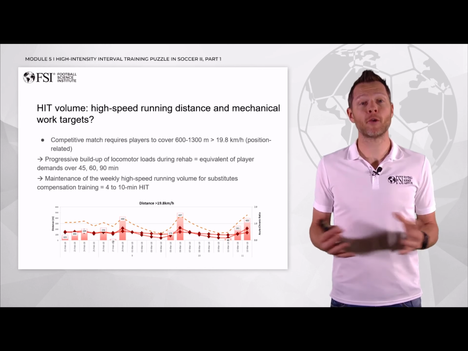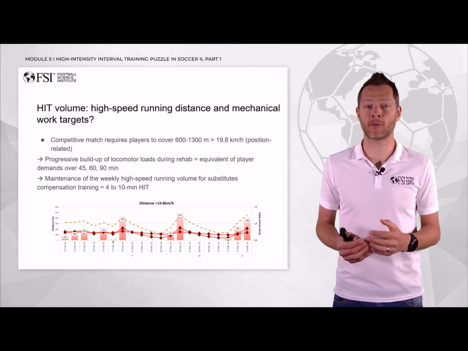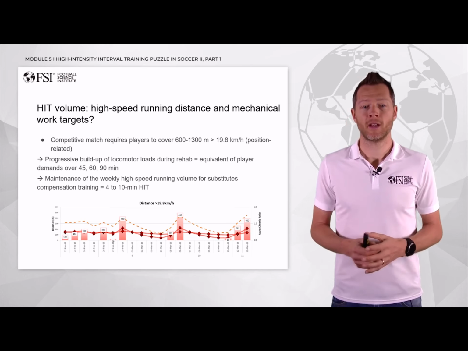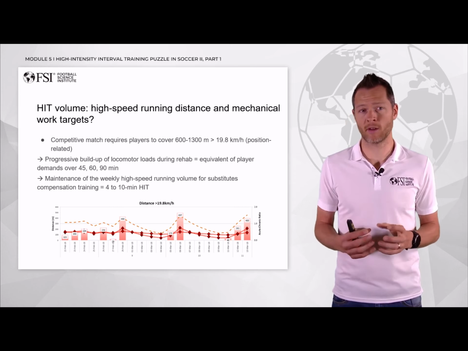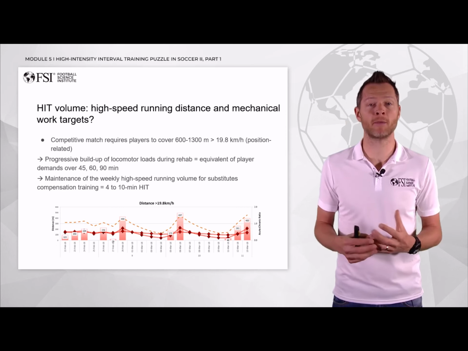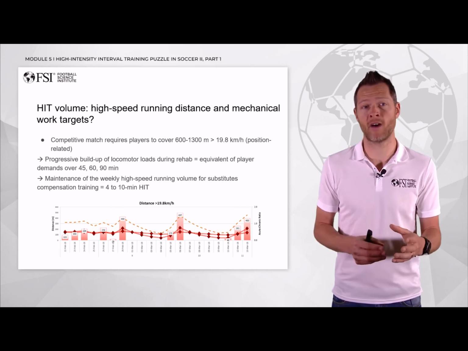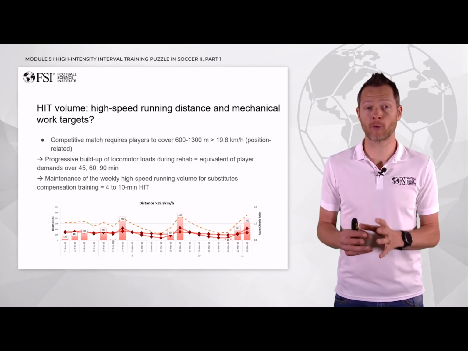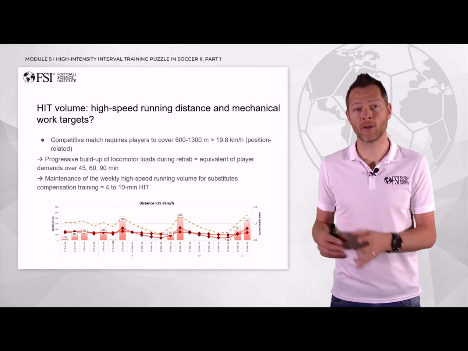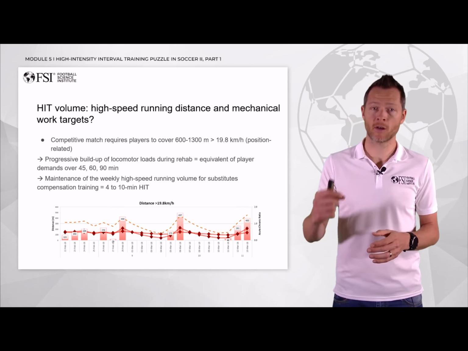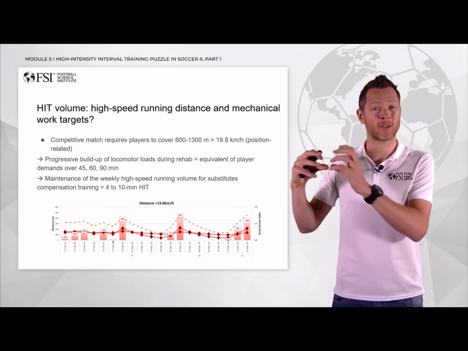Now, what about the overall volume of high-speed running or mechanical work running throughout one session or the overall week? So I think, again, it's interesting to use the game as a kind of target reference to have an idea of the volume that might be required. Depending on the position, the player style or profile, most players will be required to run between 600 up to almost 1300 or sometimes even more meters of high intensity during a game. So having that in mind, that would be kind of the game target.